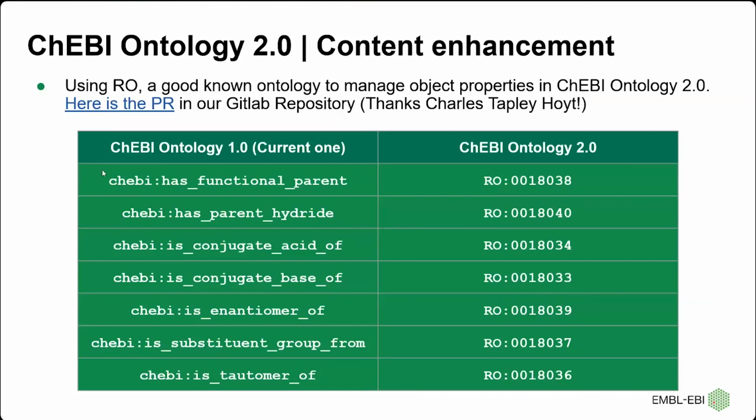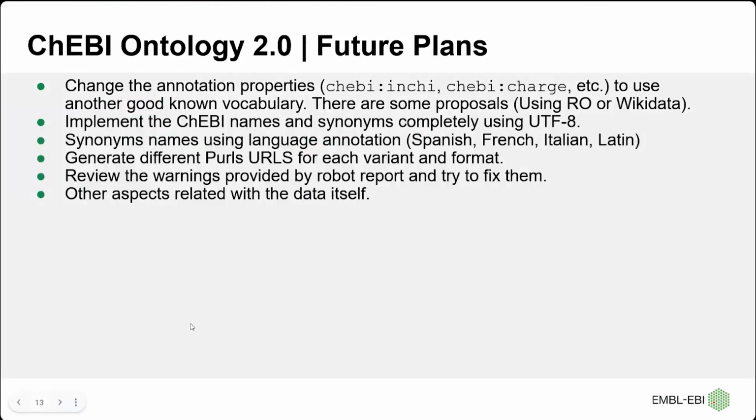The next slide is the future plans. Basically, our idea is to use generic vocabularies for our annotation properties as well. So maybe using RO or Wikidata or another kind of vocabulary. But we need to fix some data in ChEBI before using these vocabularies, so we need to work on that. We need to implement all the ChEBI names and synonyms completely using UTF-8.